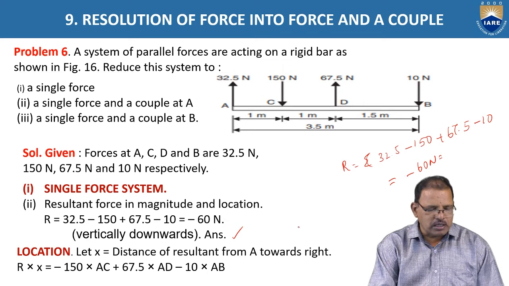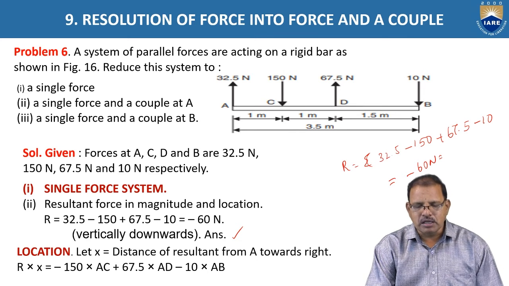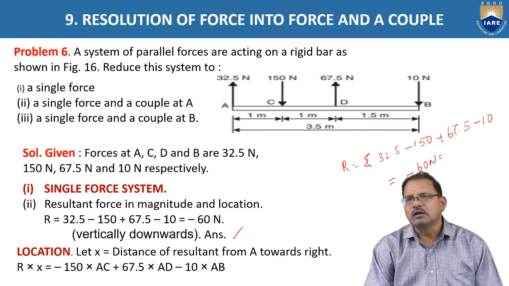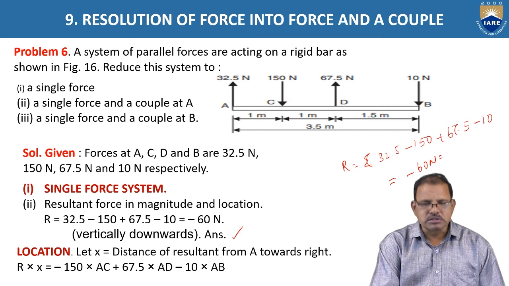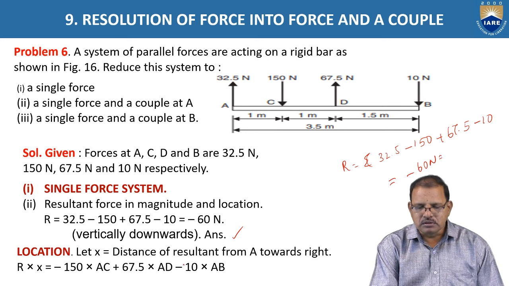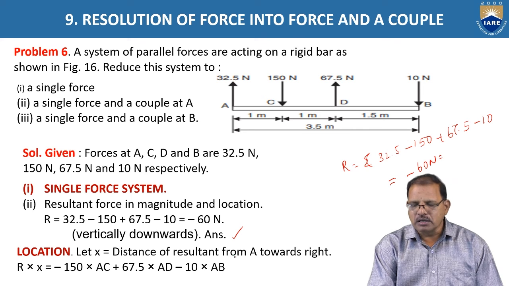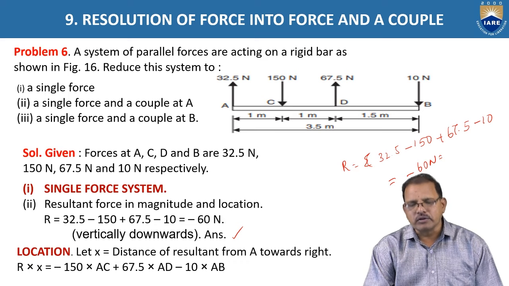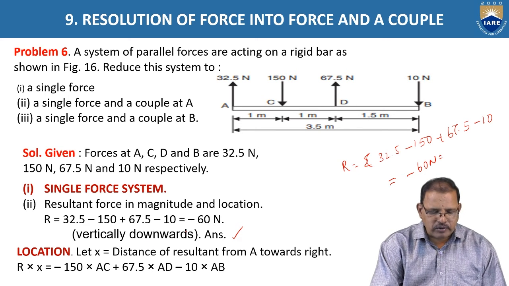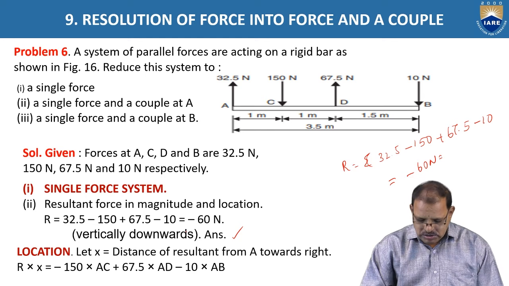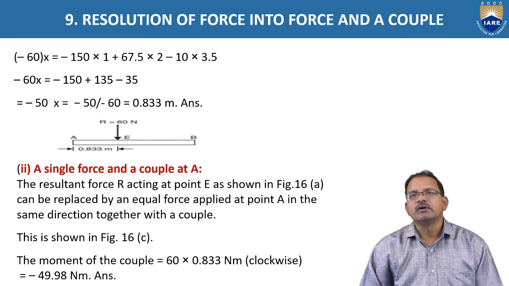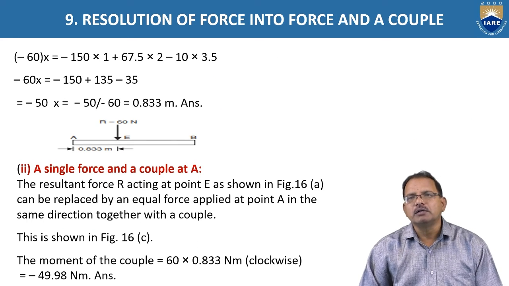It is equal to minus 150 into AC, because it tends to rotate again in the clockwise direction. 67.5, it is the anti-clockwise direction, AD, minus 10 into AB, again it is the clockwise direction. That is, here clockwise moments are positive and anti-clockwise moments negative. Okay, according to these equations, we got x is equal to 0.833 meters.